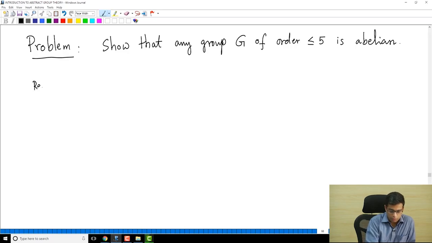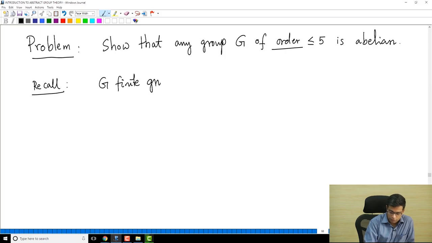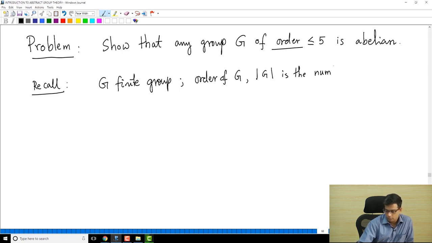So, I am going to recall some terms here that I covered in earlier videos. What is the order of a group? So, recall that if G is a finite group, the order of G, which is denoted by this symbol G within bars, is the number of elements in G. Okay, so order of G is the number of elements in G.